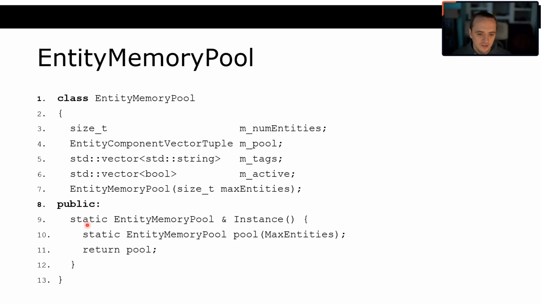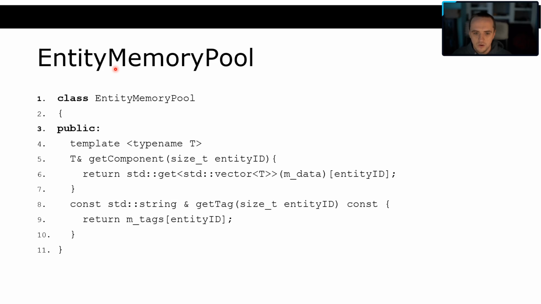And the cool thing about this is that the data lives very safely within this function. It's not accessible globally. However, this function is accessible globally. And so with this design pattern, we're ensuring in C++ that we have global access to our singleton entity memory pool, which is awesome. All we have to do in order to get access to this is include entityMemoryPool.h in our file. Okay, so then inside our entity memory pool, we're going to have various functions for getting at that data, right? So for example, we have getComponent and we have getTag.